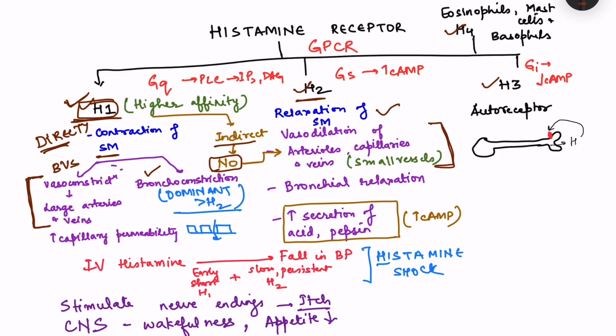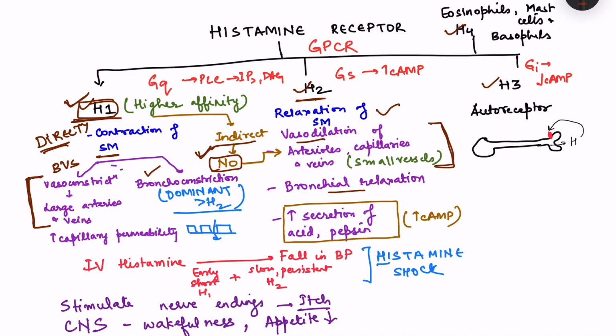So direct stimulation leads to vasoconstriction of large arteries and veins, but the predominant action becomes this indirect action because of the release of nitric oxide, causing vasodilation of arterioles, capillaries and veins. On the other hand, you see the action of stimulation of the histamine type 2 receptor. There is relaxation of the smooth muscle. So yes, there is direct vasodilation of arterioles, capillaries and veins, and there is bronchial relaxation.